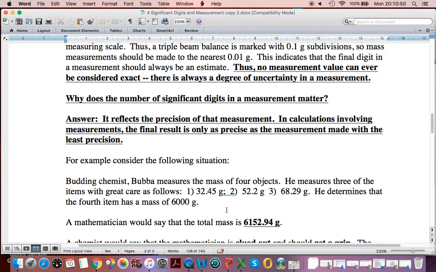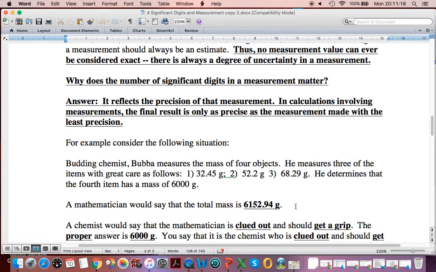Here we have an example. This is going to be leading into our next video and set of notes where we do calculations involving significant digits. And so here we have 4 objects: 32.45, 52.2, 68.29, and 6,000. And a math person is just going to go and just add them together and say, hey, we got this. But a scientist, particularly a fantastic chemist, is going to say that's a crock.